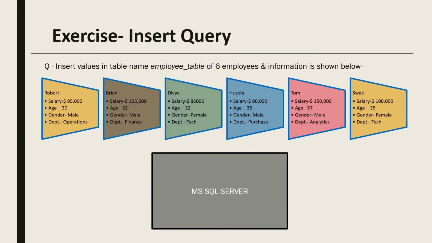Now let's do an exercise. We need to insert the information about 6 employees in the employee table, and this information is given below. The first one is Robert, the second one is Brian, the third one is Divya, then Zulfa, Tom and Swati. So let's do it.